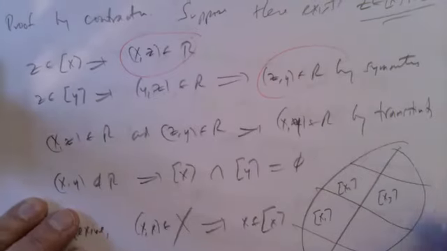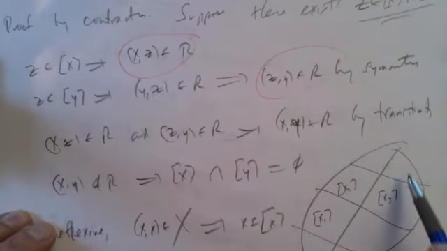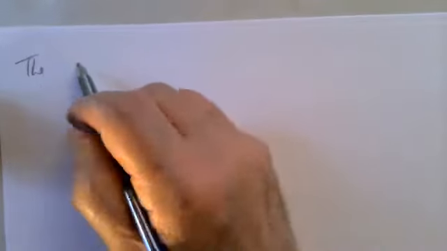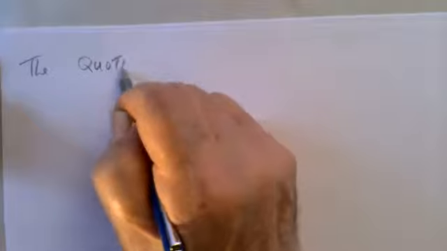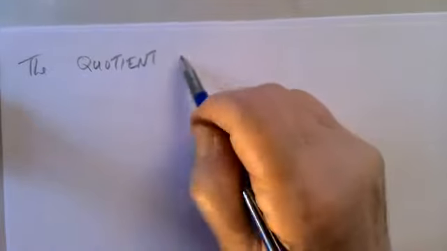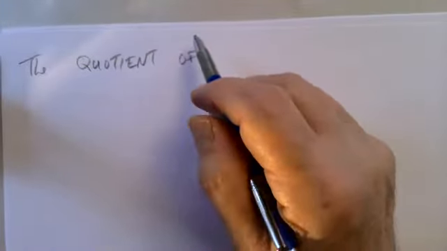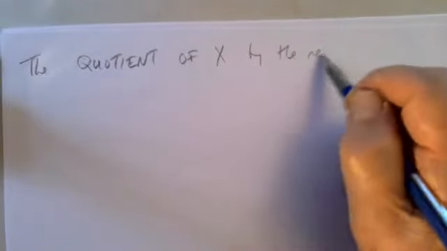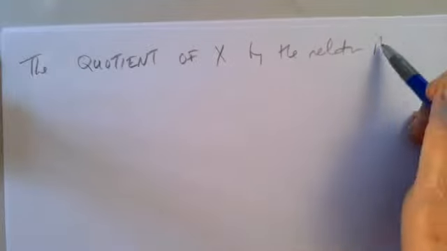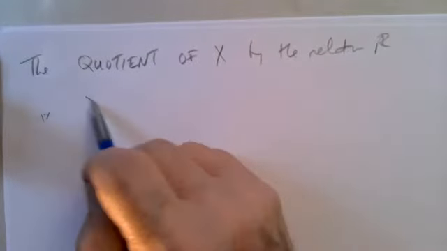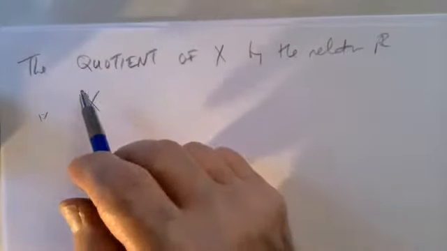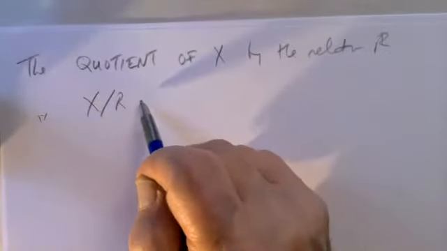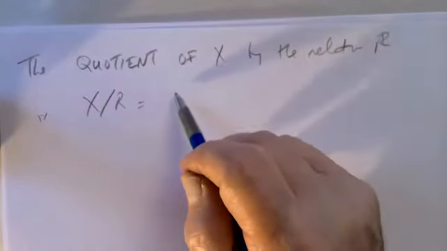And if we look at the set of equivalence classes, we get something which is called the quotient of the set X by the relation R, and we write it as X slash R. This is the set of equivalence classes.